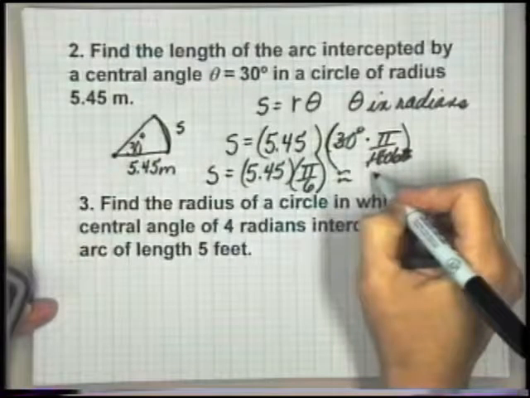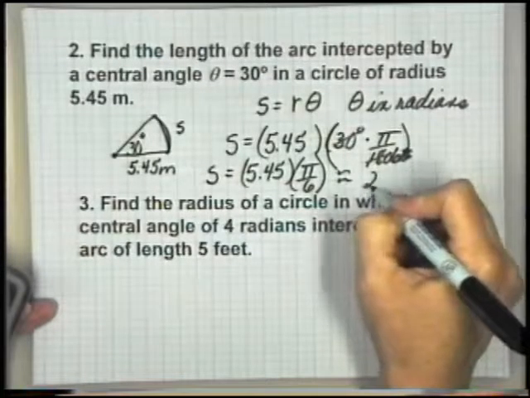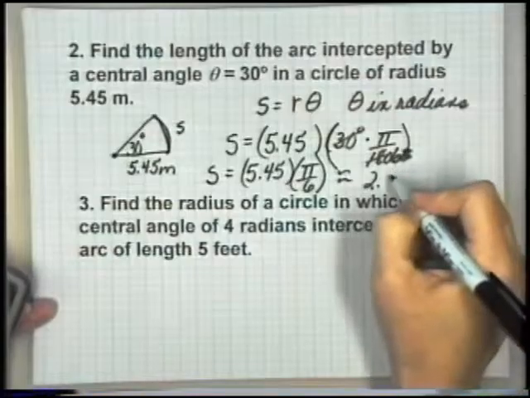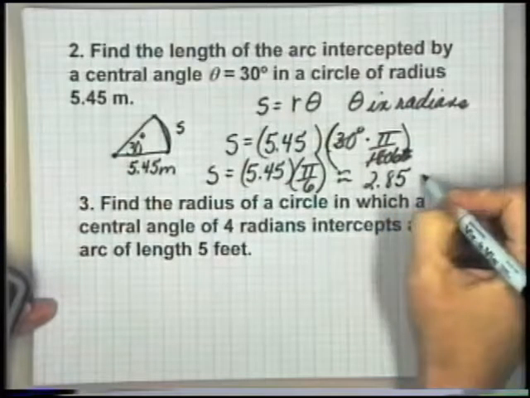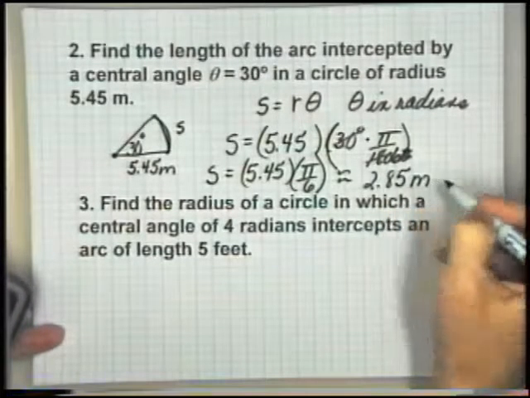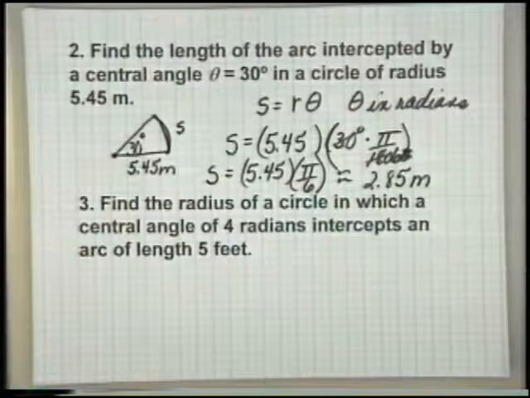And what we get is 3 significant digits, 2.85, and of course that would be meters.